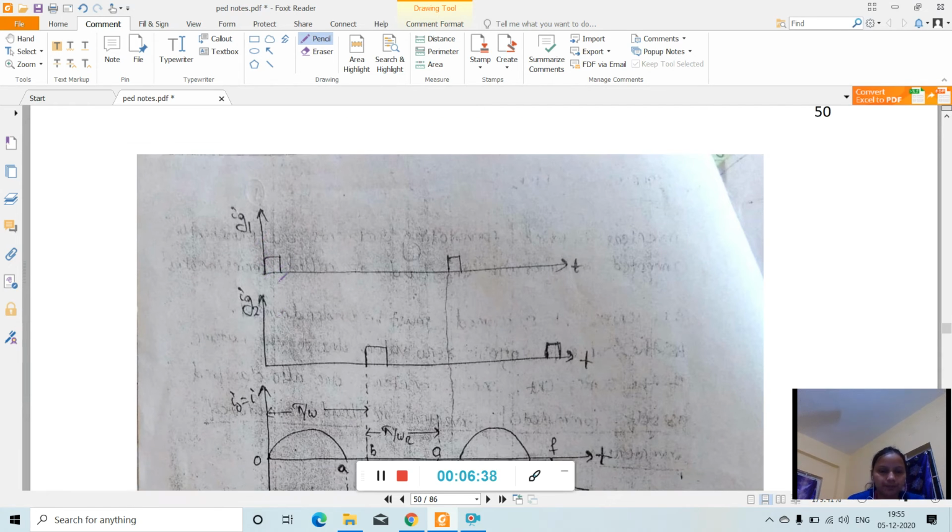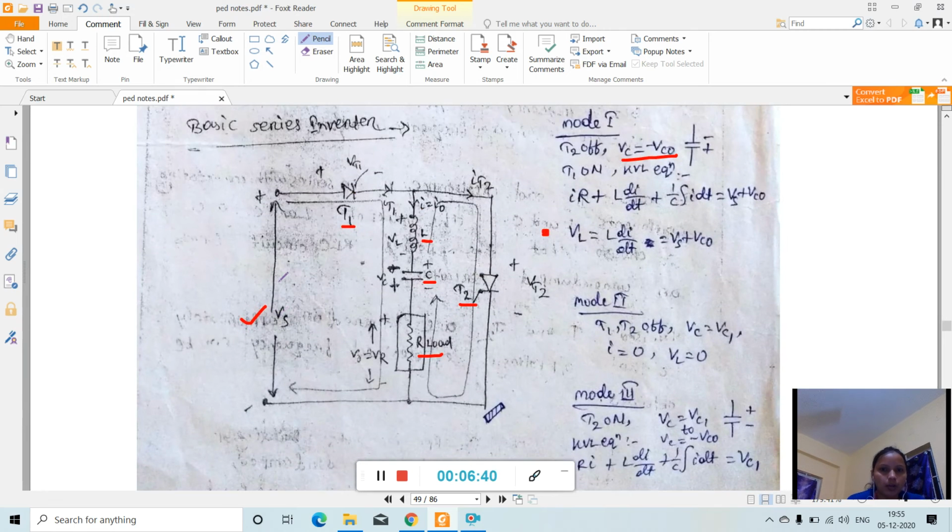So once T1 is turned on, current will flow in this path. This is the current flowing path. Once current flows through this path, EMF will be induced across this inductor, and the voltage across the capacitor is also improved. That means this capacitor, now in mode 1, is charged.